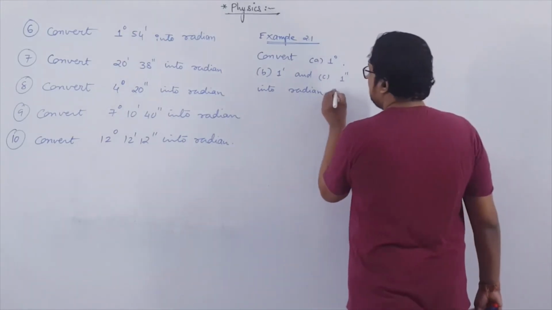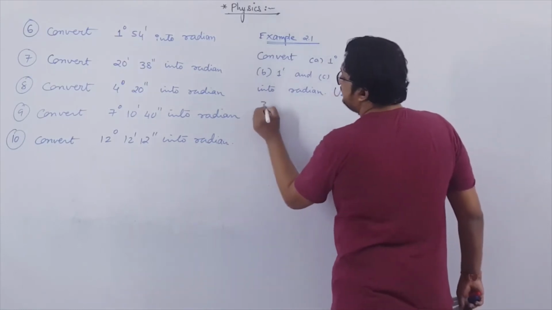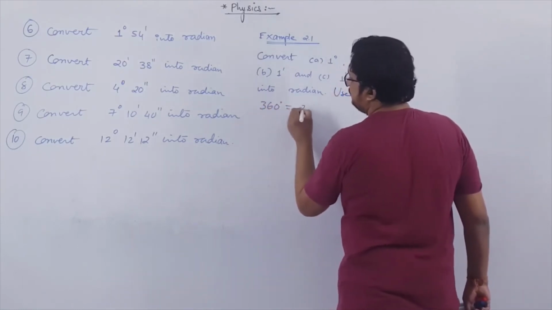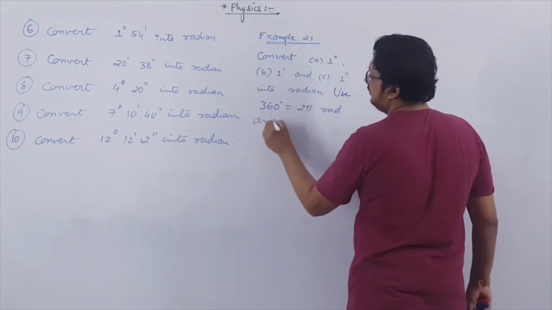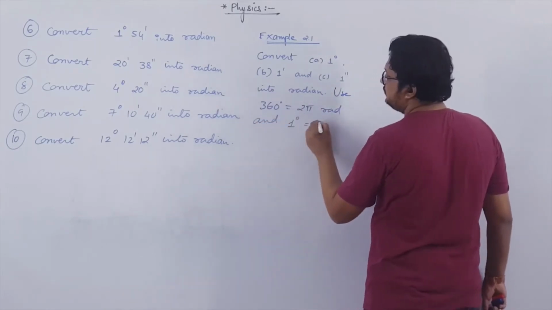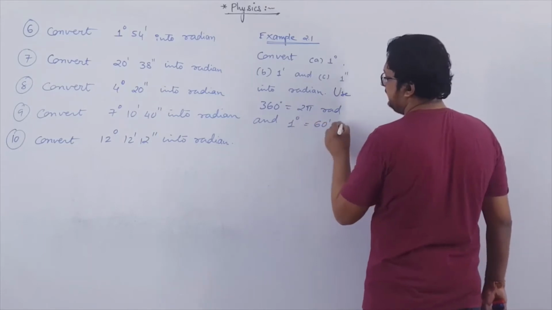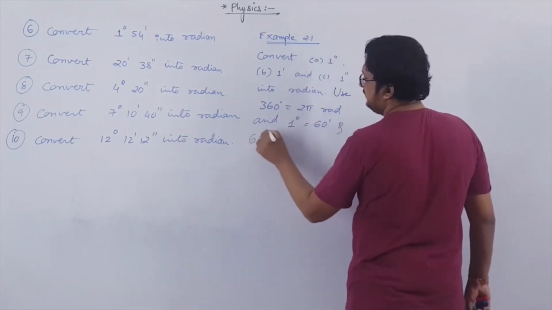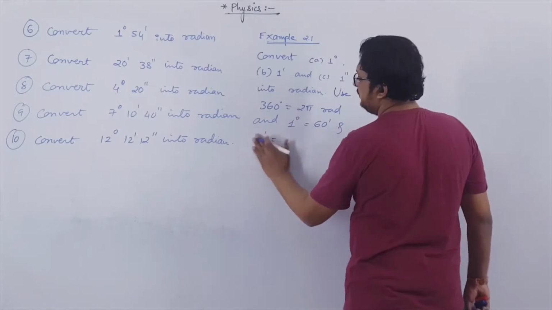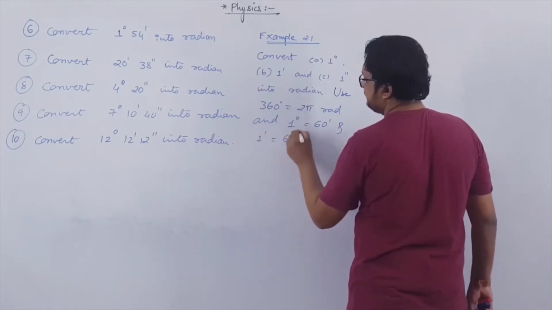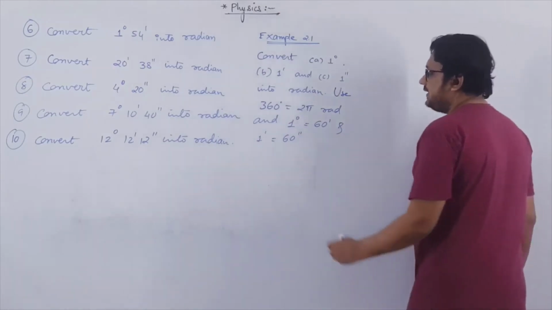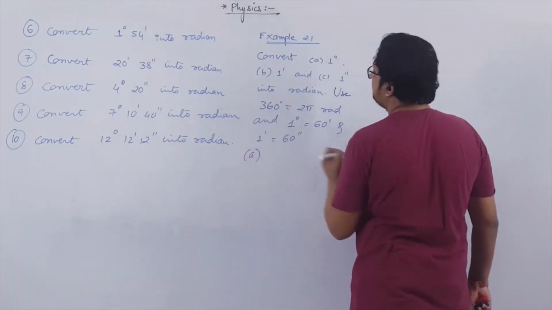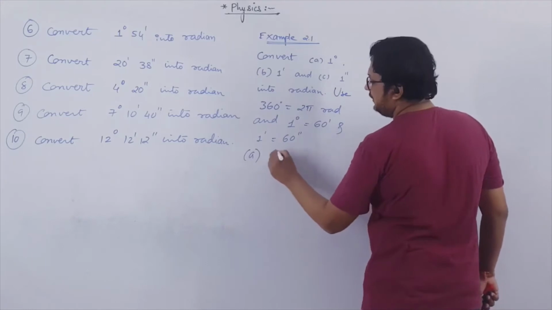But it is given that we use 360 degree equal to 2 pi radian, 1 degree equal to 60 minute, and 1 minute equal to 60 seconds. So this condition is given. Here let us start with A. First one, we have to convert 1 degree into radian.